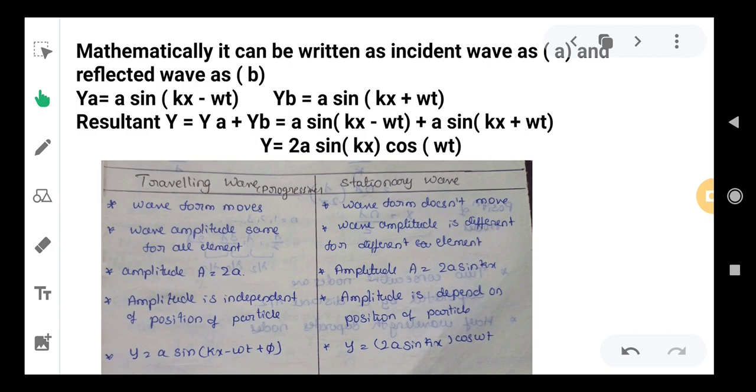Now we go to some differences between the traveling wave and the stationary wave. Traveling wave, or progressive wave, means the waveform moves. Standing wave means the waveform is not moving. In a progressive wave the amplitude is the same at all points, but in a standing wave the amplitude is different at different points. Once the amplitude is maximum, once it is 0. Here the amplitude is 2a sin kx. In the progressive wave the amplitude is independent of the position of the particle. Here it depends upon the position of the particle.